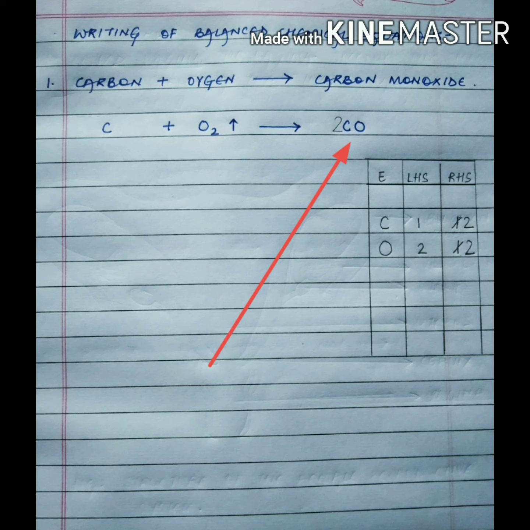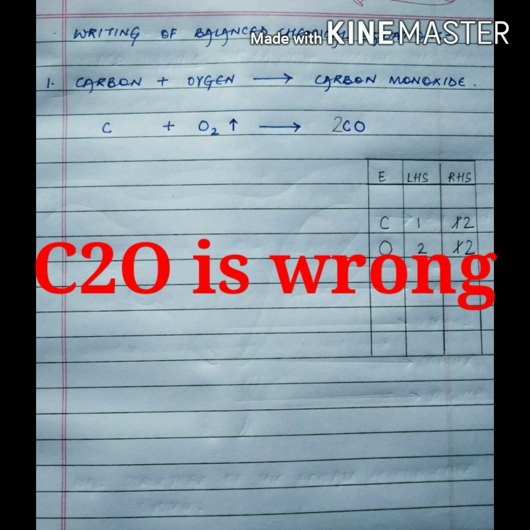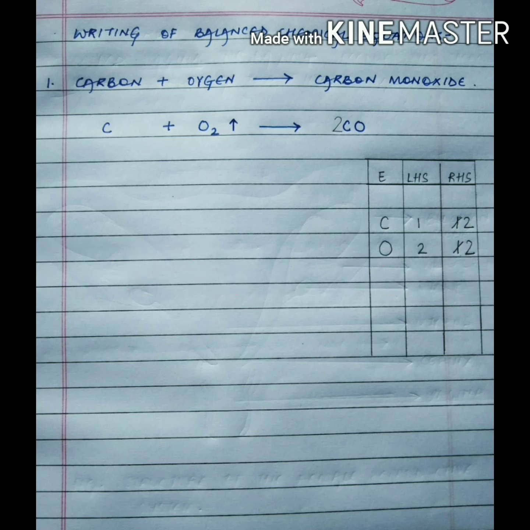So, I will write 2 in front of carbon monoxide. Now, just because oxygen is less, I cannot write 2 in between C and O. I have to write the number in front of CO because it is one compound. So whenever we are balancing in case of a compound, we have to write numbers in the front and not in between the compound.